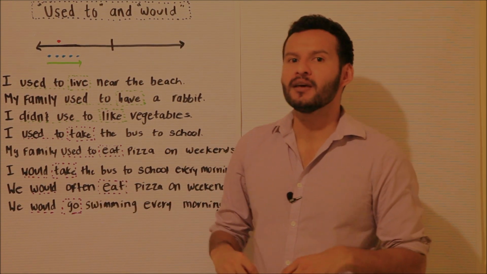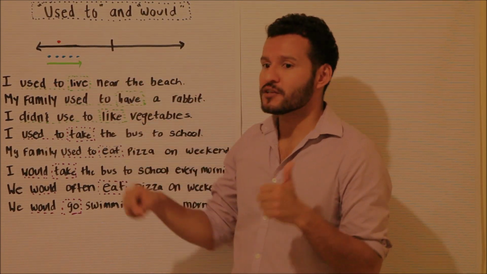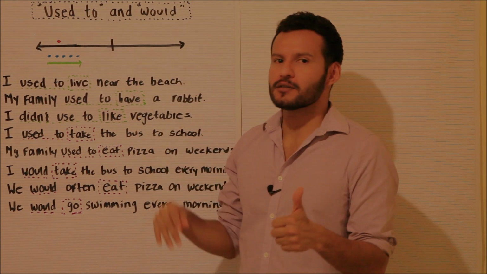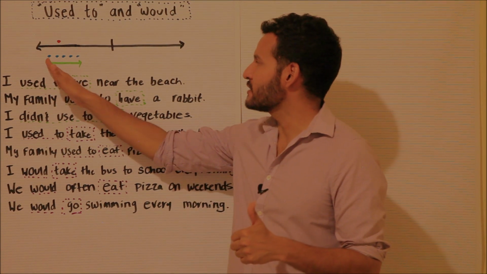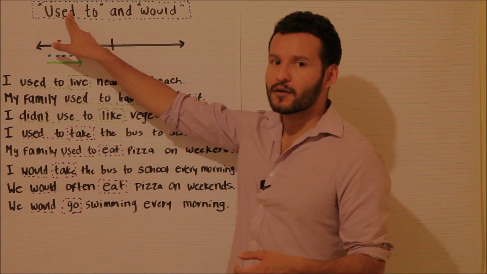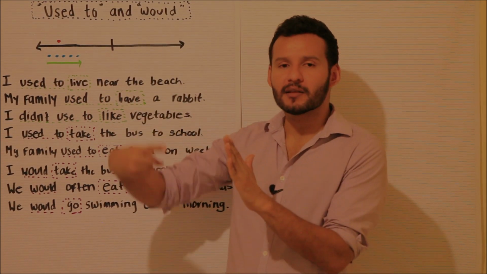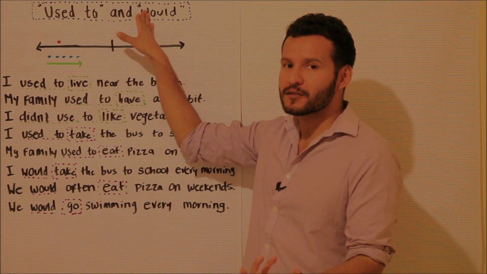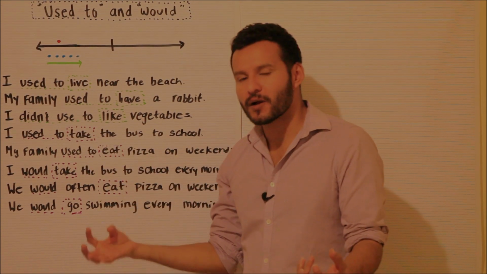That's correct. And so basically, to summarize, if an action happened just once in the past, don't use used to, and don't use would. If an action or a state continued for a period of time, only used to is correct. But if an action happened repeatedly in the past, used to is correct, and would is correct as well. And in any of these situations, obviously the simple past would be correct as well.